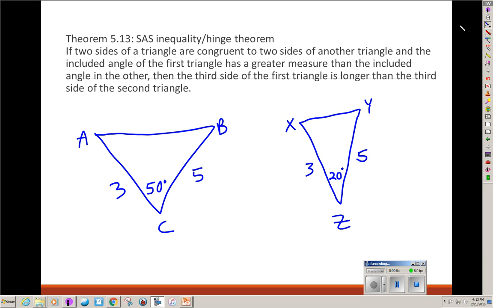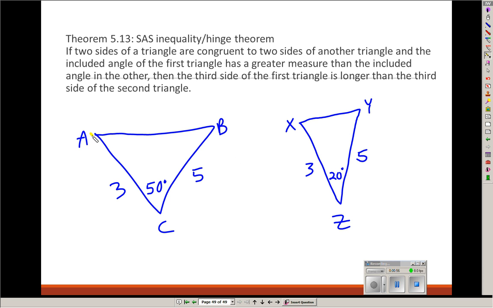If you have two triangles like this, where they have a side of 3 and 3 that's congruent, a side of 5 and 5 that's congruent, then look at the included angles. Since 50 degrees is bigger than 20 degrees, then the side across from 50 degrees is bigger than the side across from 20 degrees. So if you're comparing the measure of segment AB with the measure of segment XY, since this included angle is larger, then the measure of segment AB is greater than the measure of segment XY.